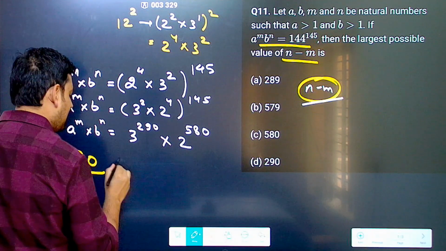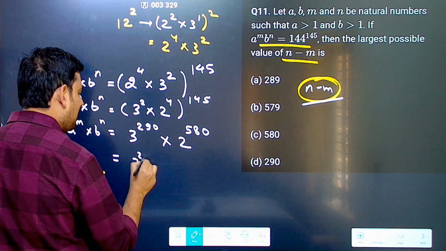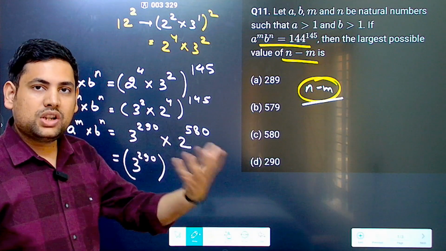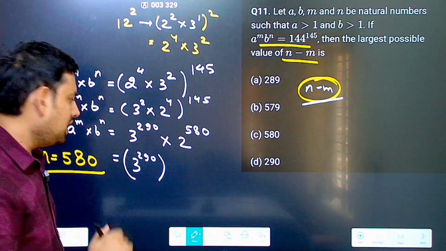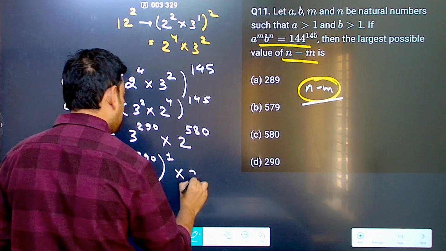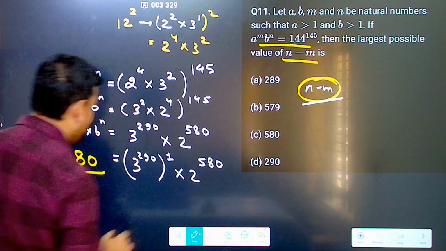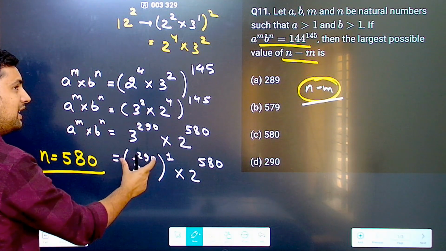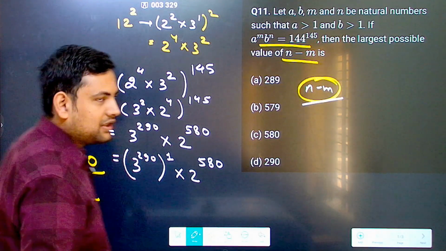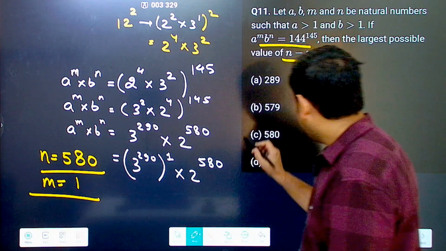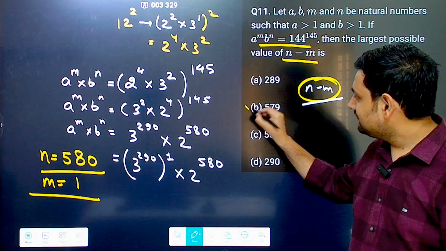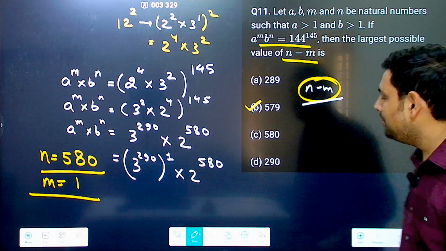I can even write this 3 power 290 as that big number, a very big number, because there is no restriction on what that number A and B can be. It just has to be greater than 1. So 3 power 290 is that number, power 1 into 2 power 580. From here, if this is the value of A, correct, what is the value of M? So M came out to be 1. What is the difference between them? 580 minus 1, 579 becomes the answer. Understood? Simple. Okay, so this only had to be done.